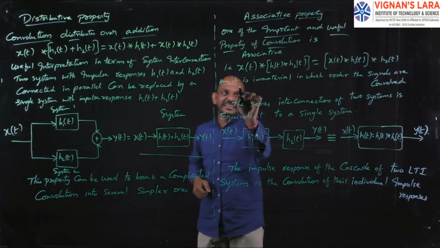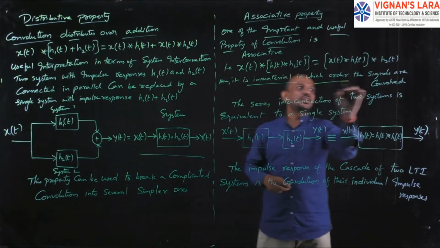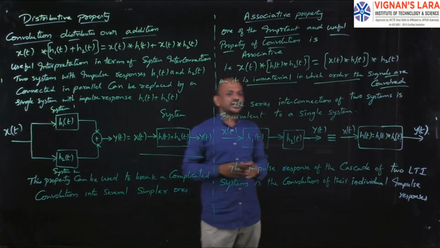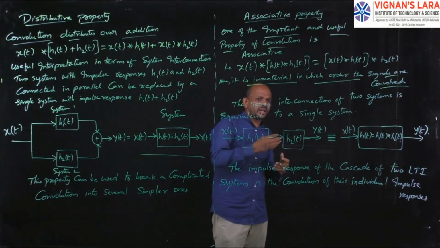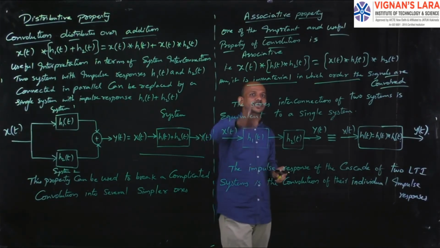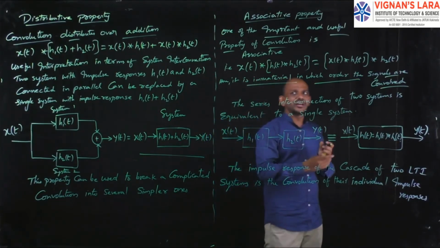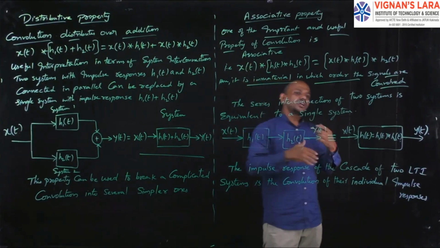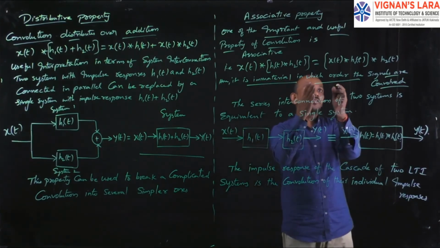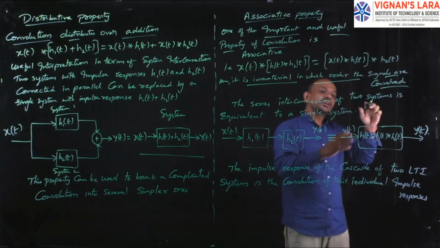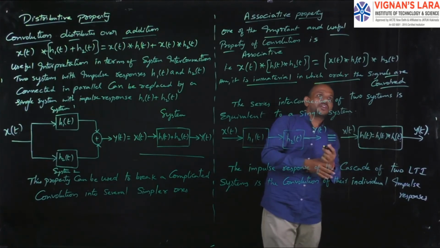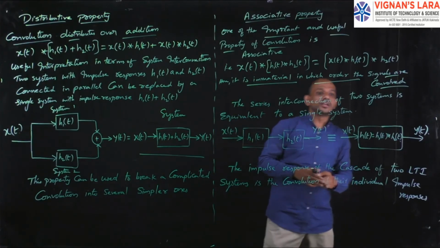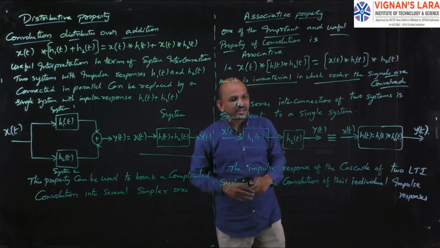See here, it is immaterial in which order the signals are convolved. So the order is not important here. In which order we are convolving is not important, so we can change the order. Here first I went for x of t convolution the combination of h1 of t convolution h2 of t. Here I went for x of t convolution h1 of t, making a combination, and then I go for the convolution with h2 of t. Simple. So the order in which the signals are convolved is immaterial.